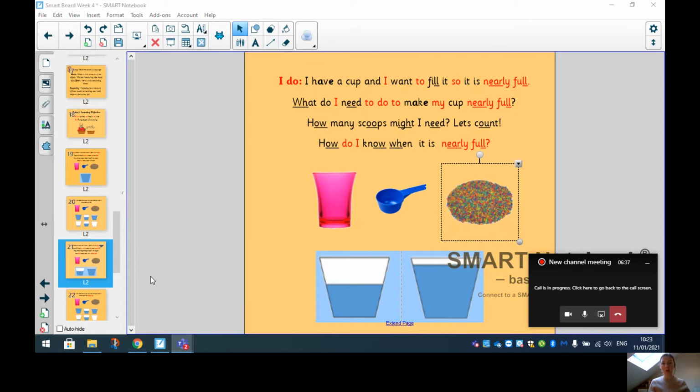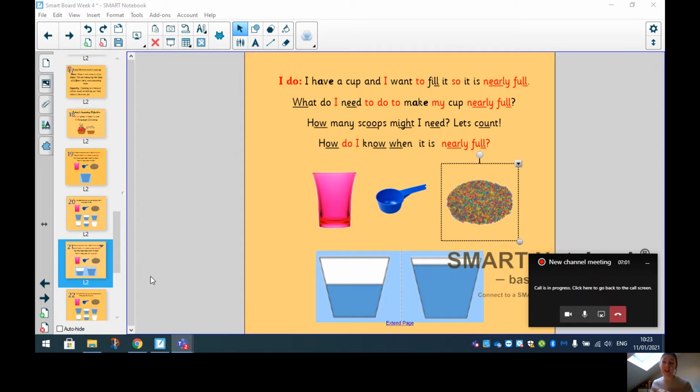So it says I do. I have a cup and I want to fill it so it's nearly full. What do I need to do to make my cup nearly full? With the rice that I've got in my cup already, I'm going to pour it back into the bowl and I'm going to see if I can make my cup nearly full. Now, I know that last time I used 5 scoops and that made my cup full.